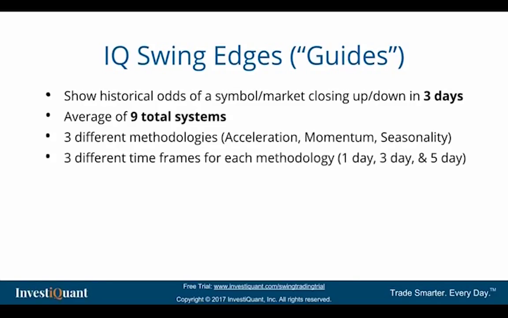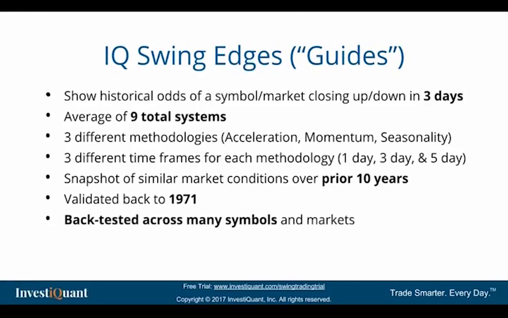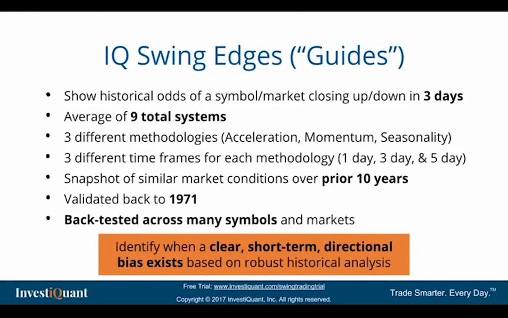All right, already mentioned 3 different methodologies, 3 different time frames. So what we do is take a snapshot of similar conditions over the last 10 years, and then we measure how the market has done. And we look at the win rate and profit factor over the next few days. We already discussed what profit factor means. And we validated this back to 1971, and we tested it across a lot of markets. But the basic idea is that we're looking to identify when there's a clear short-term directional bias, and it's based on our historical analysis.